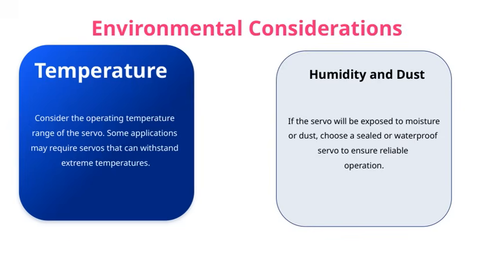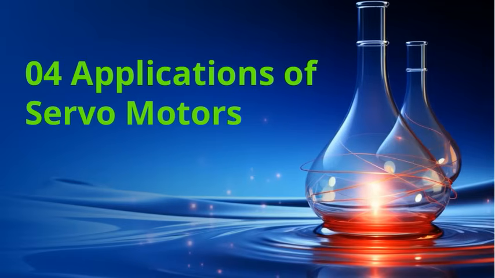This helps protect the internal components and ensures the servo continues to operate smoothly over time. Overall, paying attention to these environmental considerations, temperature, moisture, and dust, helps us select the right servo for the job, which is key to building a robust and dependable system. Now, let's explore the various applications of servo motors and see how they play a crucial role across different industries.